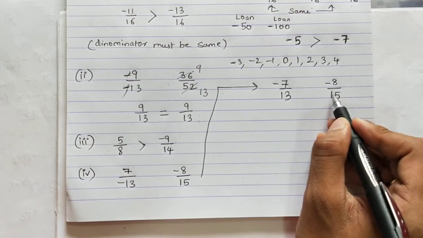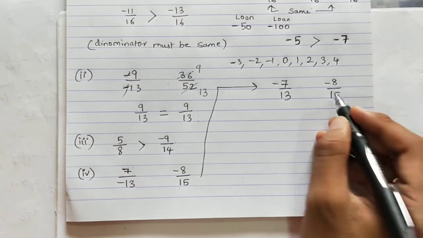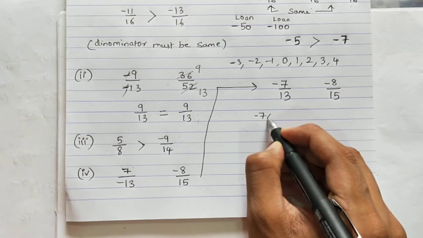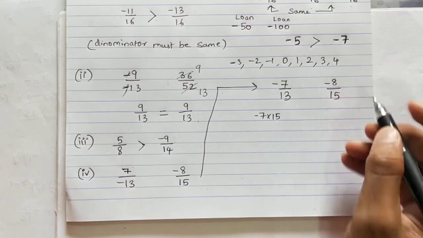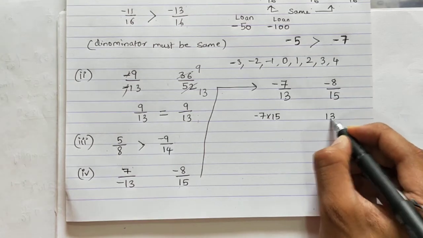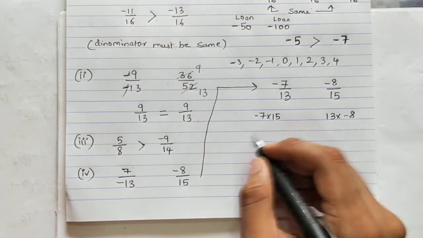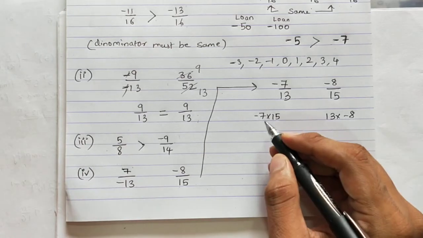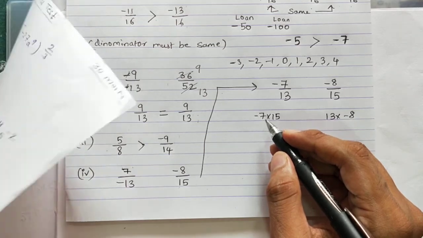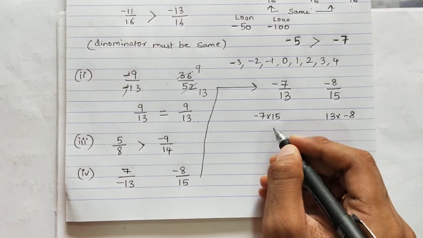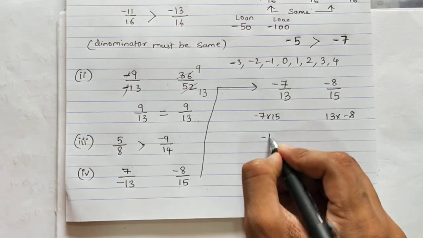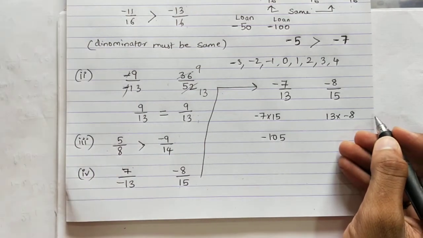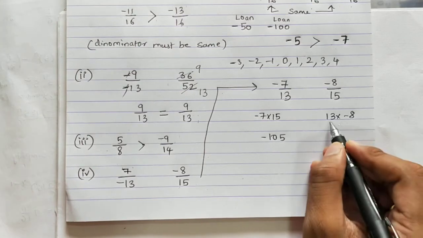After doing this, cross multiply. Just cross multiply. So 15 into -7 and 13 into -8. See what answer you get. 15 into -7 will give you -105. And here on the right side you have 13 into 8.